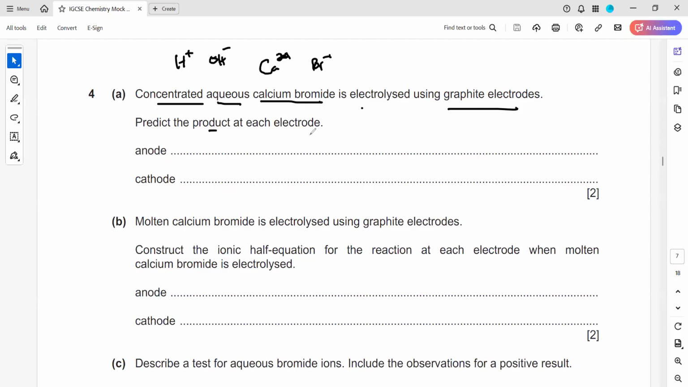Predict the product at each electrode. So this is concentrated. Concentrated means more bromide is there. So which one will move towards the anode, hydroxide or bromide? The bromide ion will move towards it. So what will be the product?